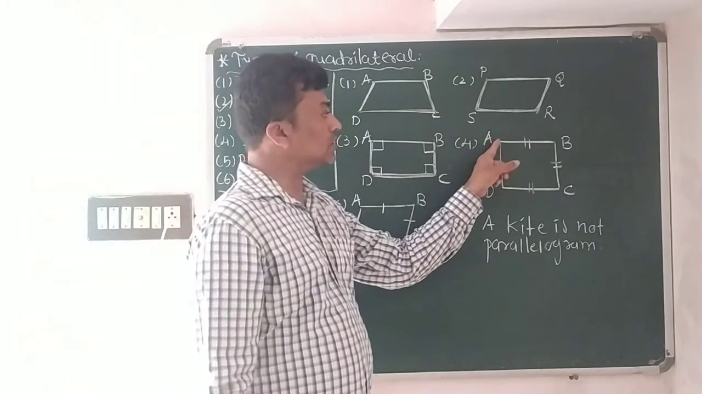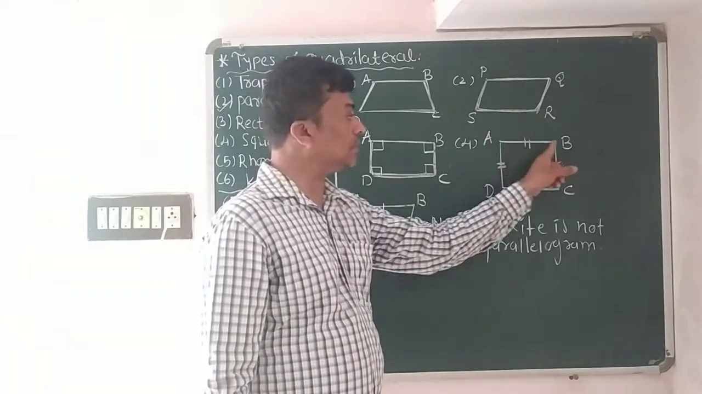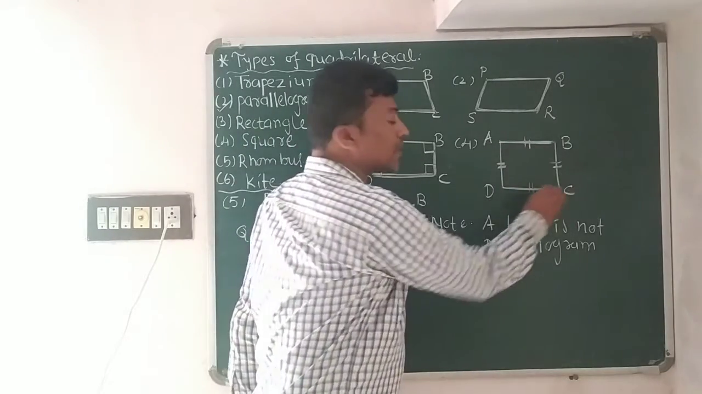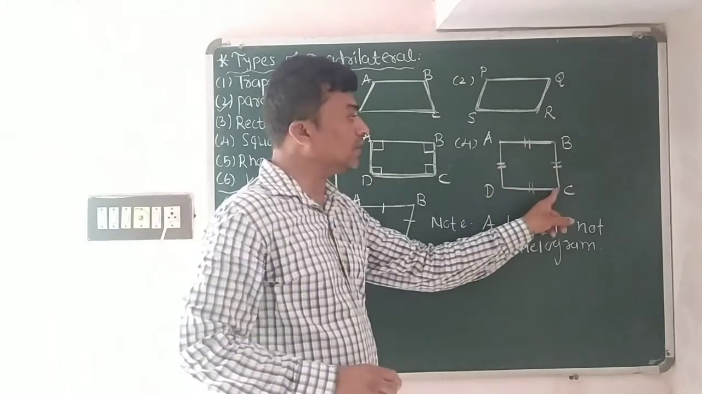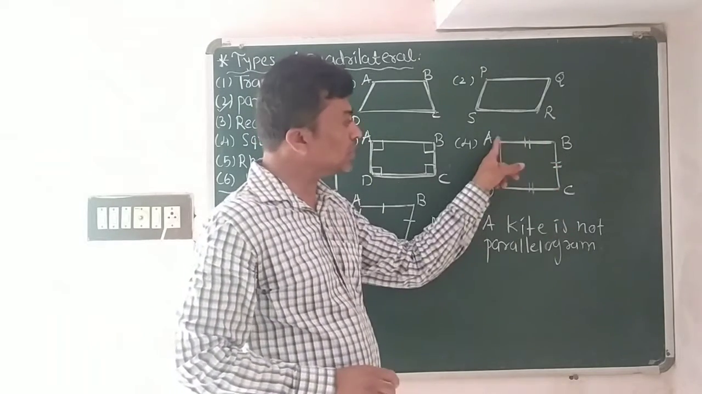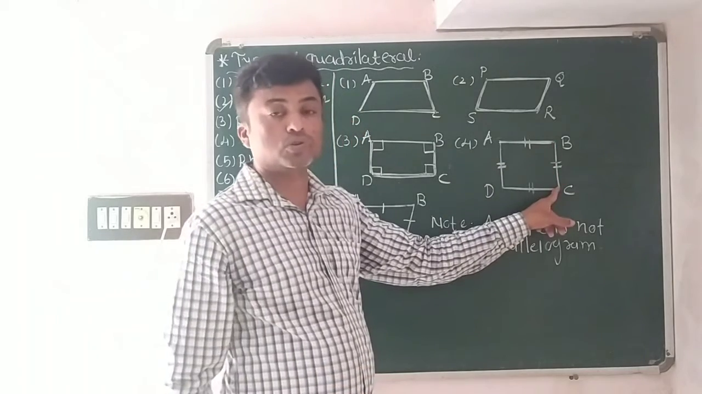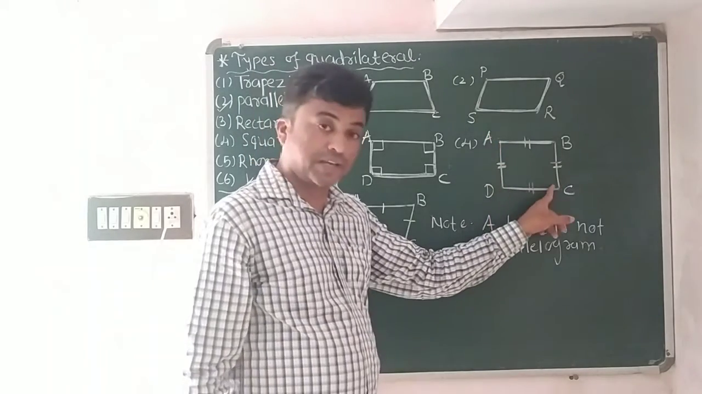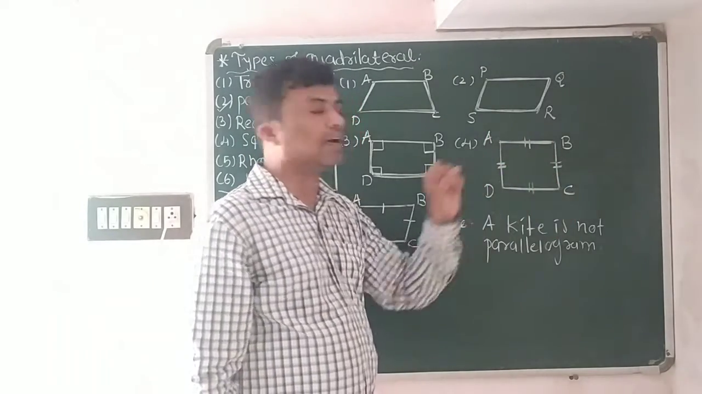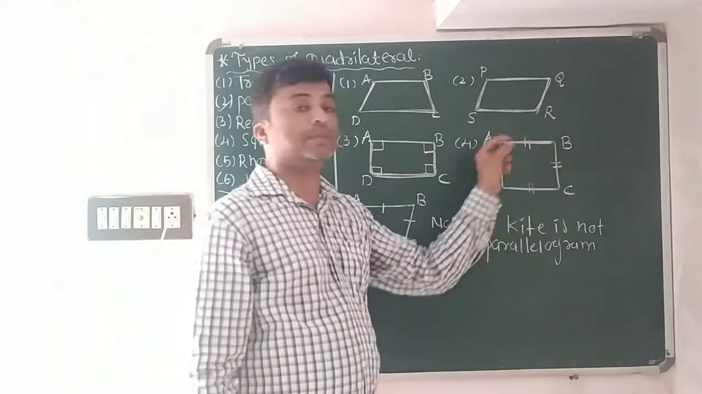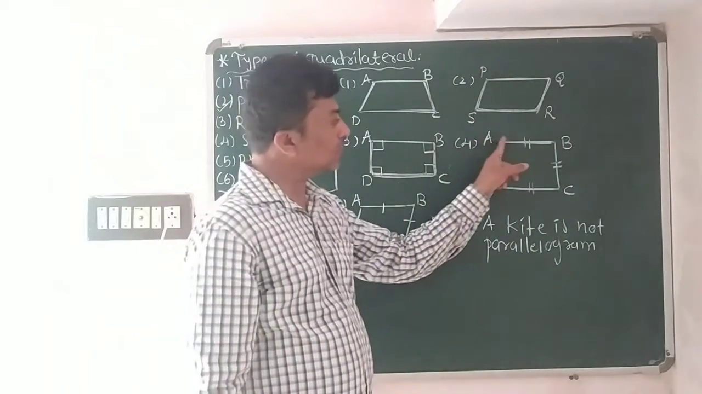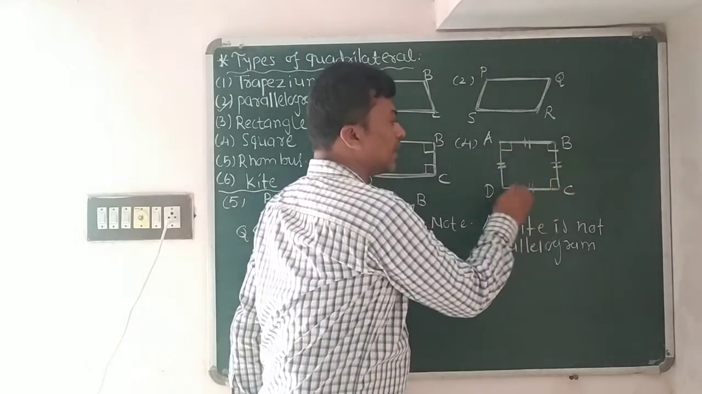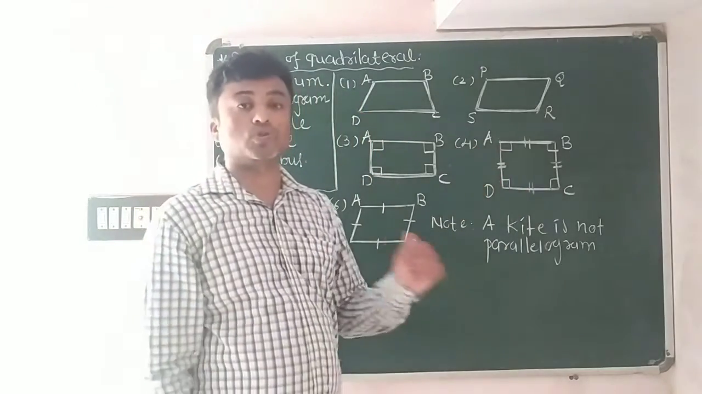So see children, this is the quadrilateral ABCD. All its opposite pairs are parallel to each other. AB and DC are an opposite pair, and they are parallel to each other. AD and BC are also an opposite pair and they are also parallel to each other, means quadrilateral ABCD is the parallelogram. And see children, all the angles are right angles. See, angle A 90 degrees, angle B 90 degrees, angle C 90 degrees and angle D is also 90 degrees.